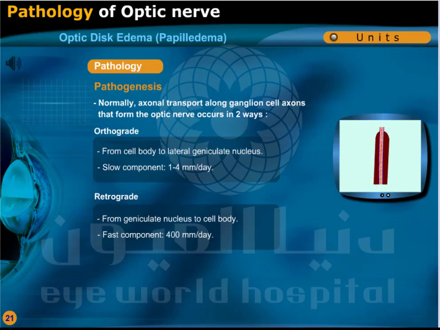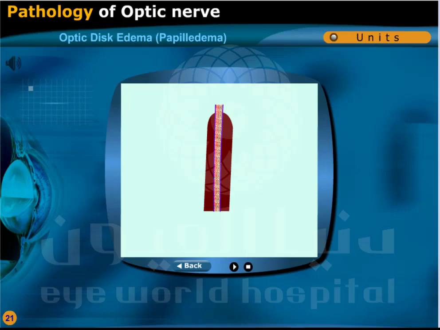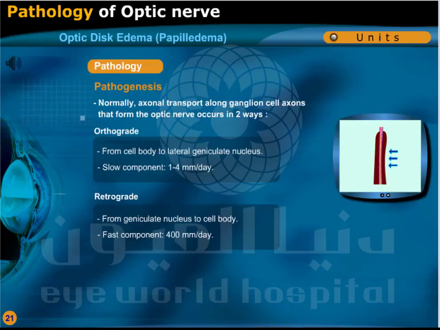Pathogenesis. Normally, axonal transport along ganglion cell axons that form the optic nerve occurs in two ways. Orthograde, from cell body to lateral geniculate nucleus. This is the slow component, 1 to 4 mm per day. Retrograde, from geniculate nucleus to cell body. This is the fast component, 400 mm per day.